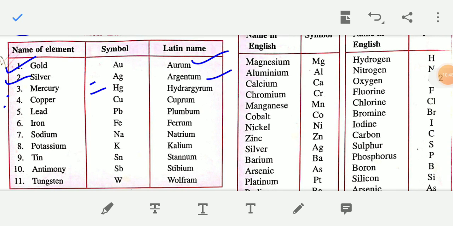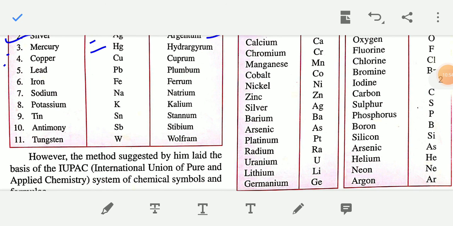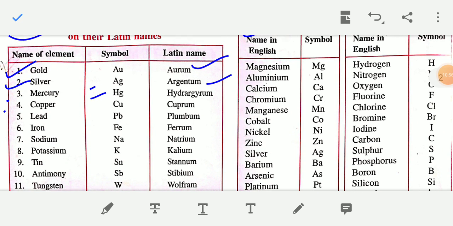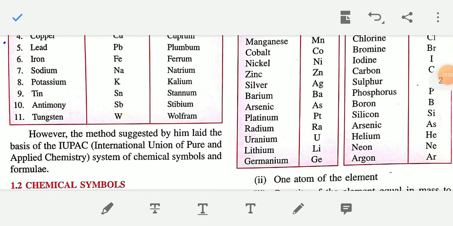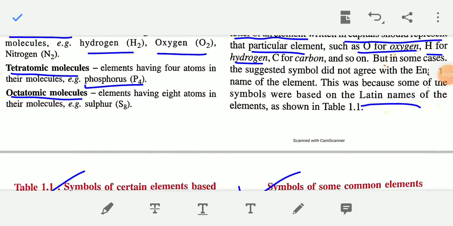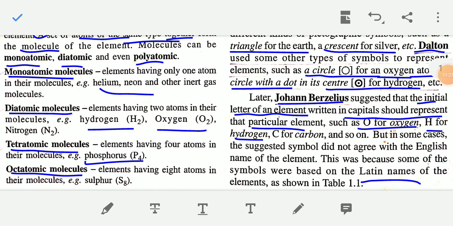So the symbols of these elements, gold, silver, mercury, copper, antimony, tungsten, were based on their Latin names. However, the method suggested by Johann Berzelius led to the basis of the IUPAC, International Union of Pure and Applied Chemistry, system of chemical symbols and formulas. So the modern method of symbolization of elements is based on Johann Berzelius.